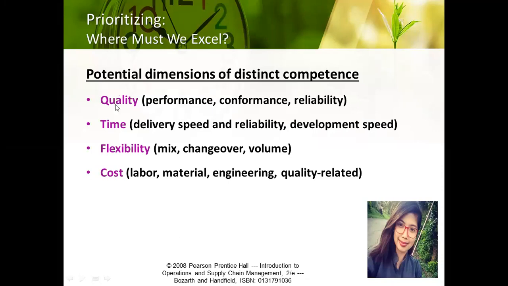These are the things that we should be prioritizing in terms of operations and supply chain management. We have the quality, which involves the performance, conformance, and reliability. The time: the delivery speed and reliability, and development speed. For the flexibility, we have the mix, the changeover, and the volume. And for the cost, we have the labor, the material, engineering, and quality related.